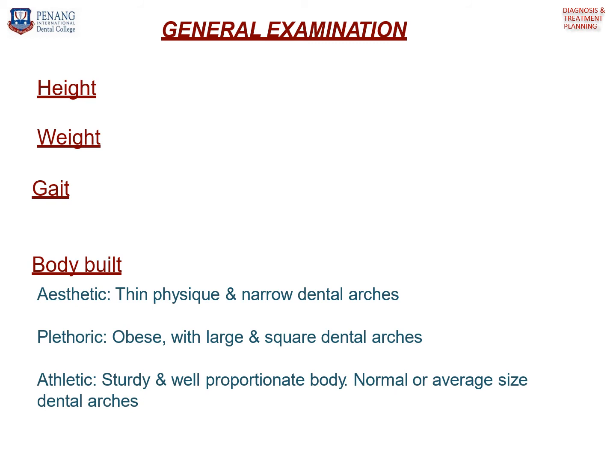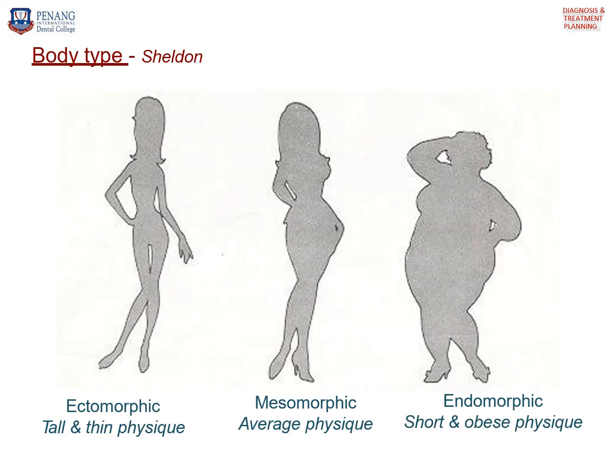Asthenic means the physique is thin and the dental arch is narrow. Plethoric means obese with large and square dental arches. Athletic is a sturdy and well proportioned body with normal dental arches. Body type, by Sheldon, was divided into ectomorphic, mesomorphic, and endomorphic. Ectomorphic is tall and thin, meso is average, and endomorphic is short and obese.